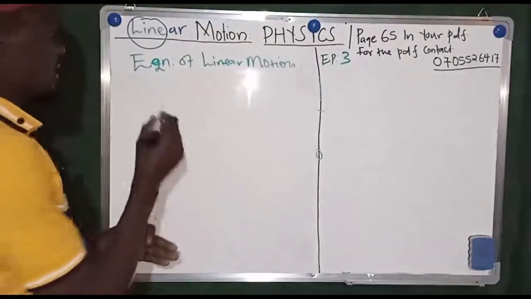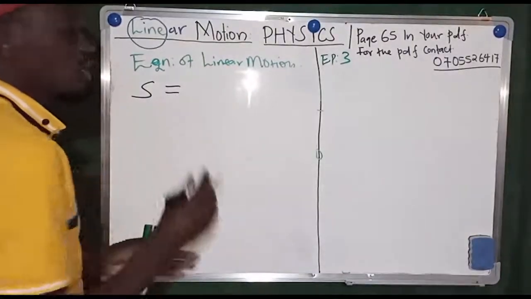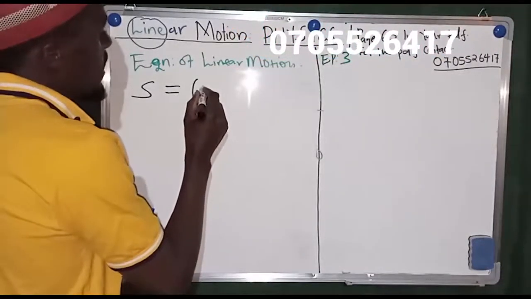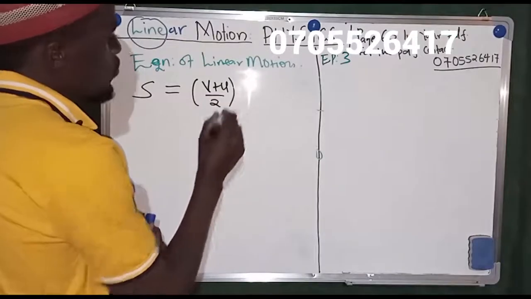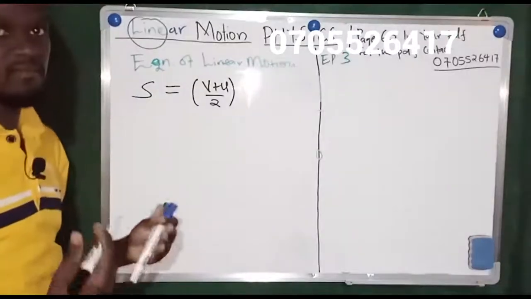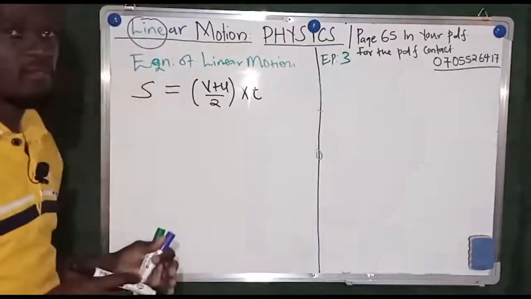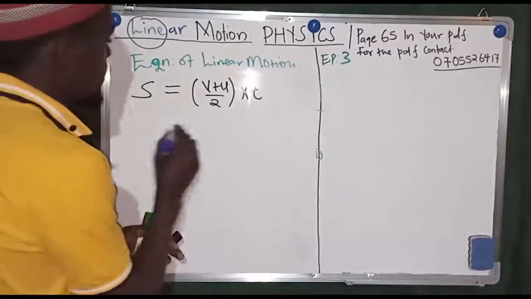Now, distance, that is s, or displacement, is always equal to the average speed. The average speed is always given by v plus u divided by 2. You take the average speed, then you multiply by the time taken. Now, we can get the time taken. How do you get the time taken?